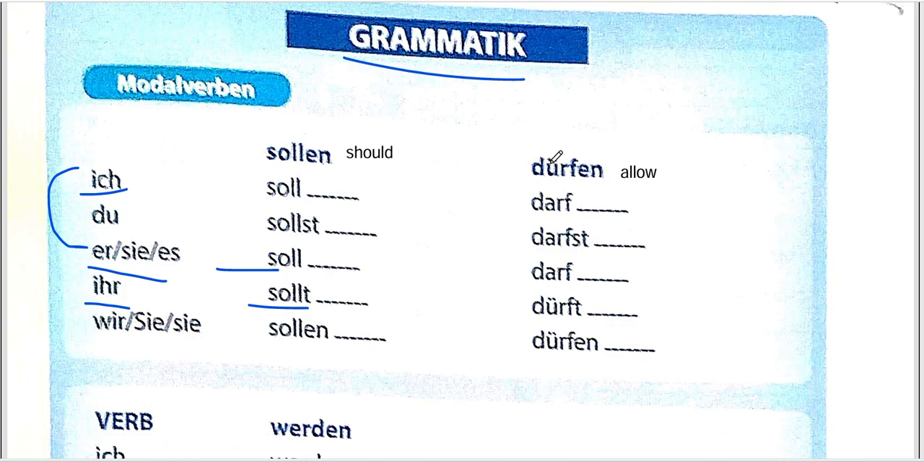Similarly with dürfen, only the umlaut is being removed and ü changes to a. It's kind of like those different ones, like which one? Wollen. Wollen changed to will, wirst, will, and then again it changed to wollt. So similarly, here it would be darf, darfst, darf, dürft, and dürfen.